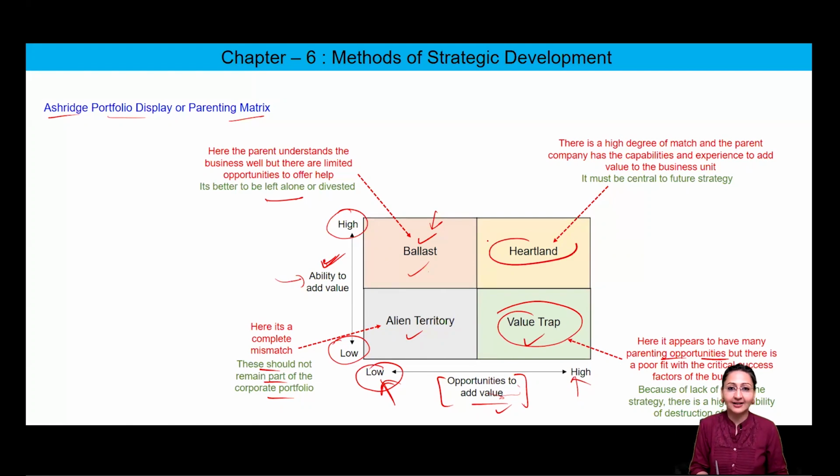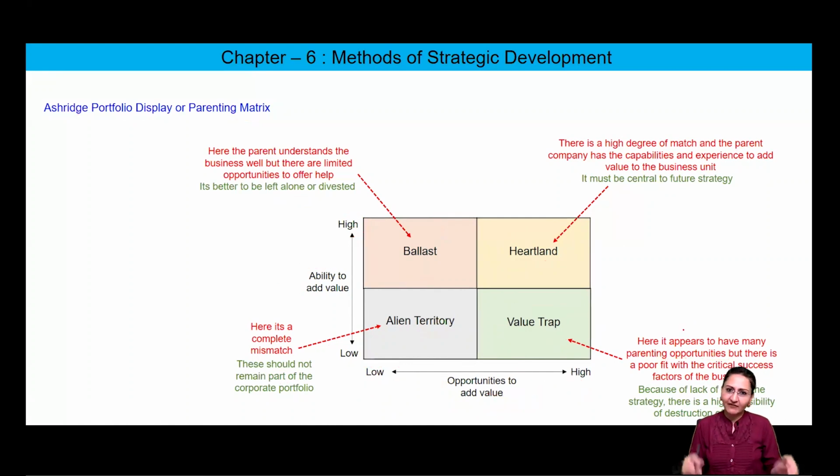And here comes heartland. Heartland, something near to my heart. That means everything is goody-goody here. You have the opportunity to help your subsidiary and you have the ability as well. So this is where the parent company should make strategies to improve this further. This subsidiary has the scope of improvement. You can create strategies and the strategies can be implemented also. That means you are able to add value to the subsidiary and you also have the opportunity to add value. Everything is falling in place. That is why it is termed as heartland.